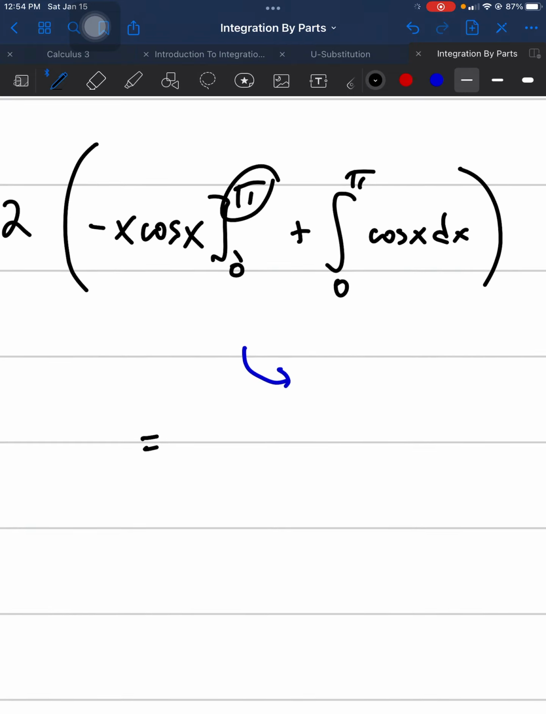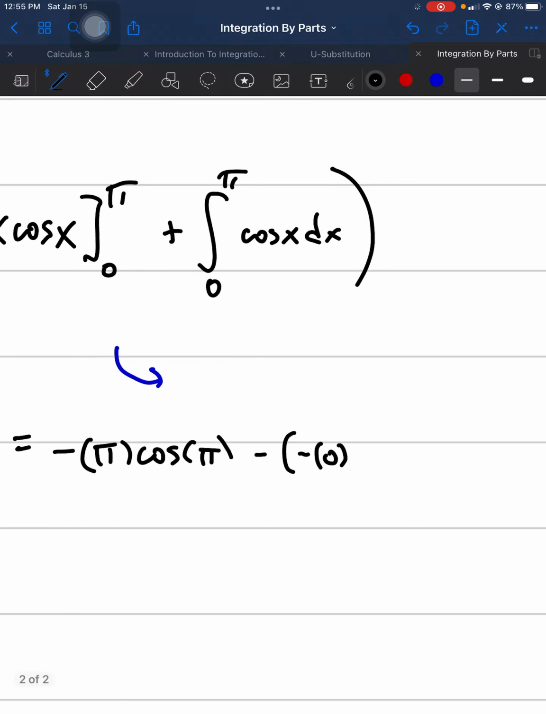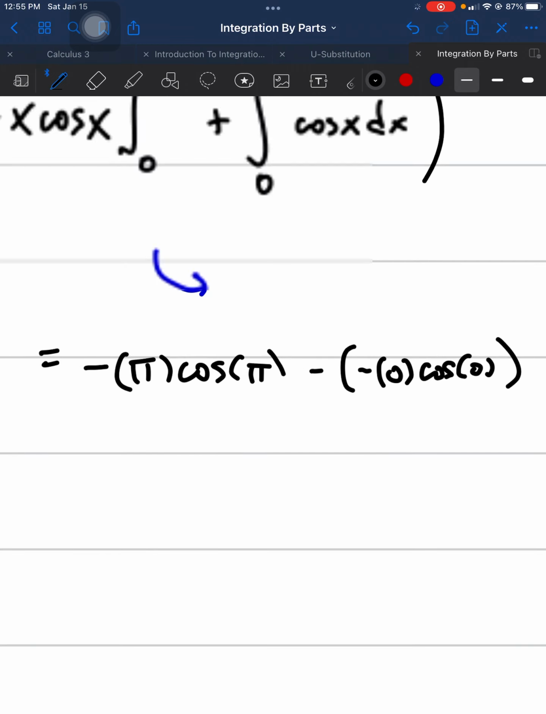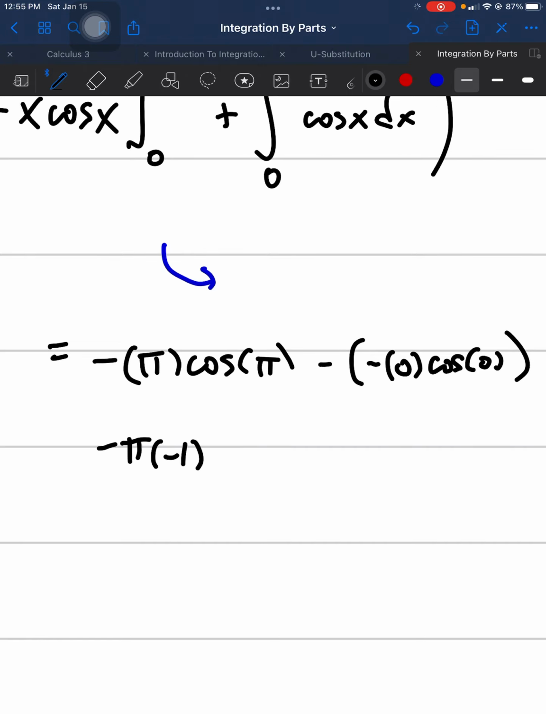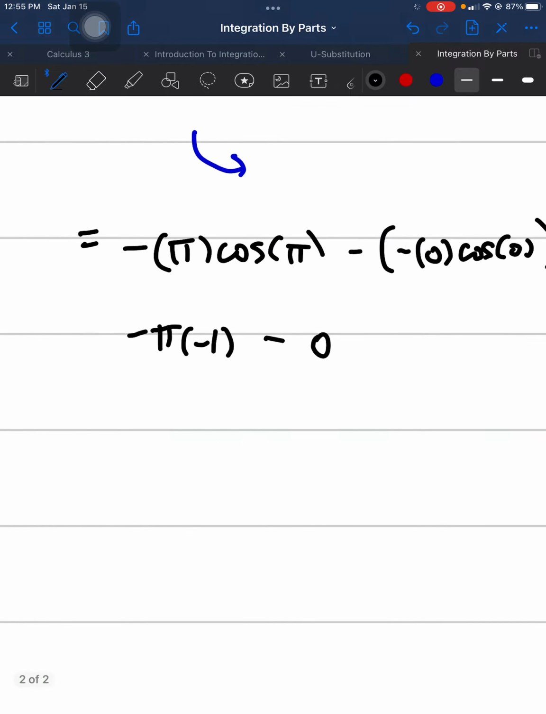So we do upper bound minus lower bound. Then we get negative pi cosine pi minus, we have negative 0 cosine 0. So this is just going to be negative pi times cosine pi, and based off the unit circle, cosine pi is negative 1. Then we have, so this entire expression right here is just 0. So it's going to be minus 0.